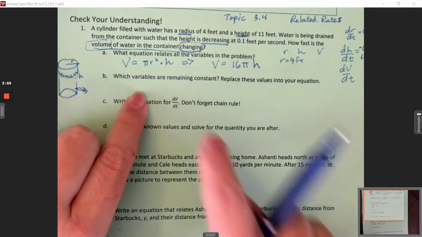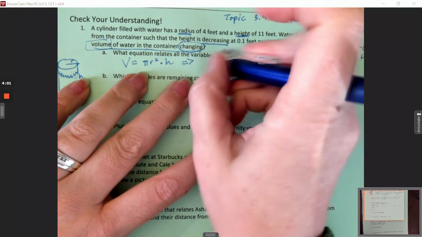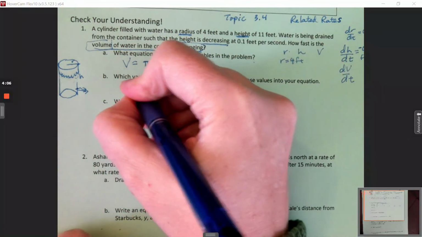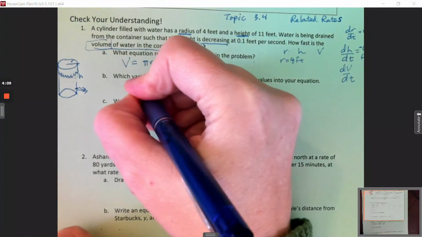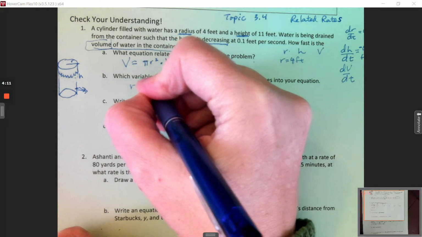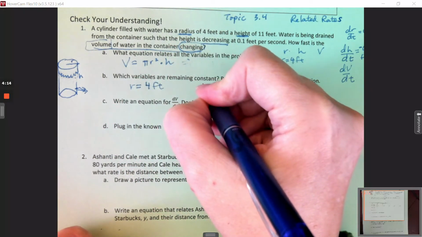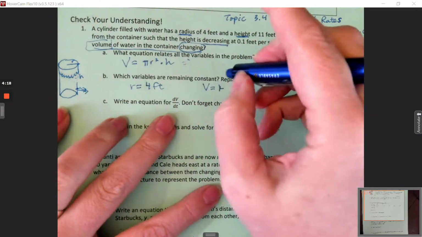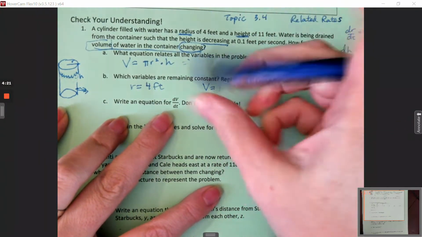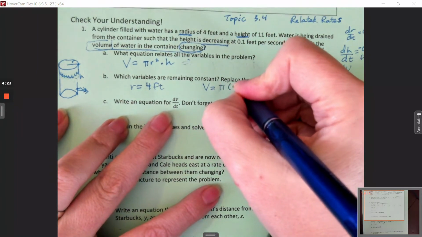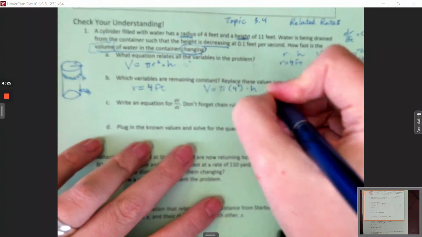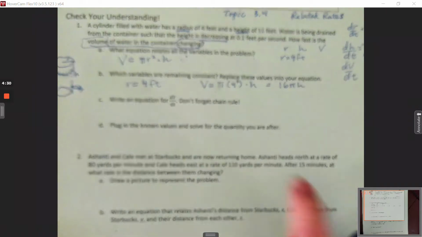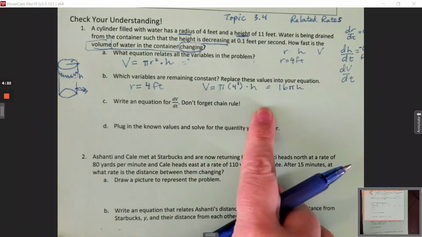Okay, so actually I did this early. Never mind. There's my formula. Which variables are remaining constant? R is remaining constant. Nothing else is. And so V equals 16, like I said. Let's go slow. Pi times 4 squared times h, which leads to 16 pi h. Okay, better. Write an equation for dV/dt, and don't forget to change.